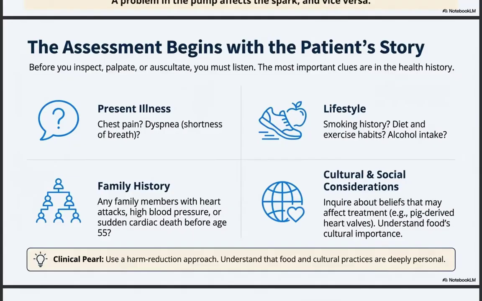The other thing too, some cultures have foods that in Western medicine are unhealthy, they're just bad. We are not supposed to pass judgment on what someone may eat, okay? Because food is very cultural.